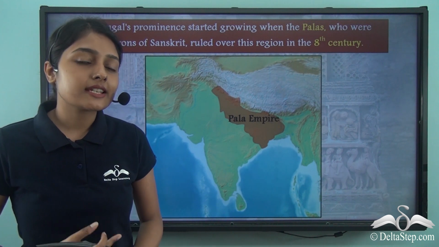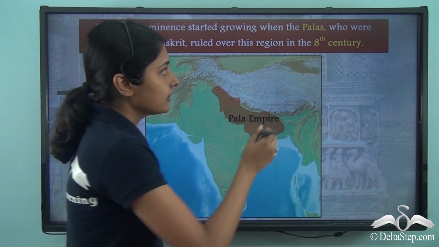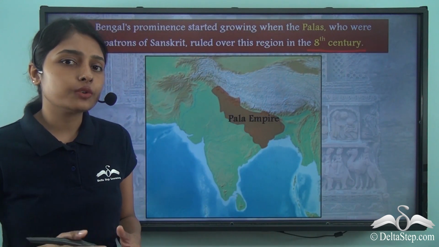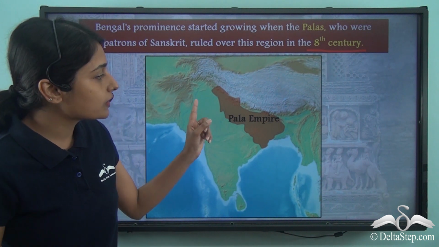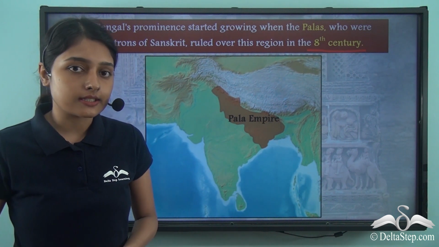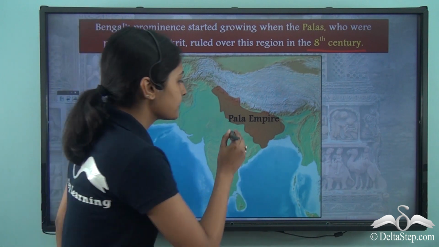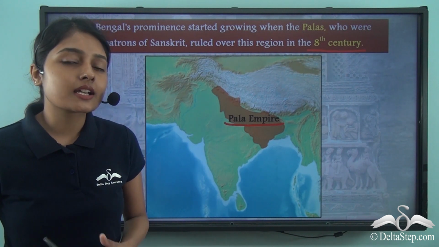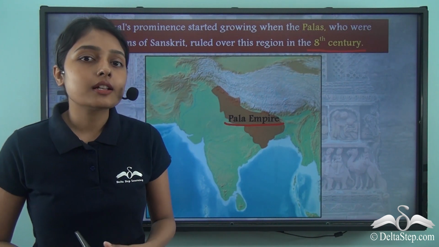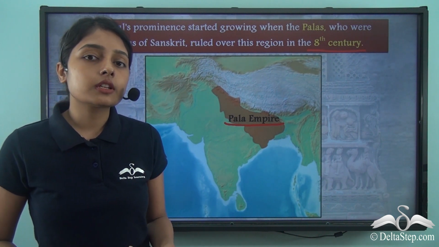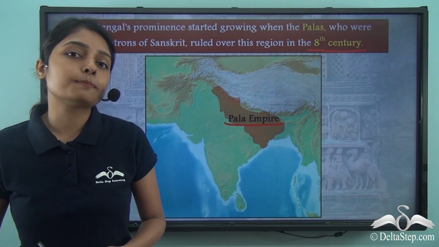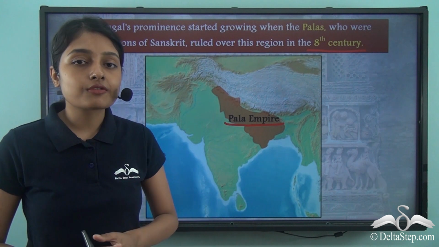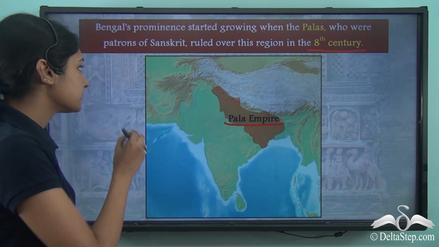Let us now travel a century ahead and we come to the 8th century CE. Around this time, a very powerful and huge empire spread its control over the northern and eastern part of the subcontinent, and the name of this empire was the Pala Empire. Now, when the Pala Empire extended its control over this region, Bengal started gaining prominence. So it is during the rule of different Pala rulers that Bengal became very prominent and influential in this eastern region of the Indian subcontinent.